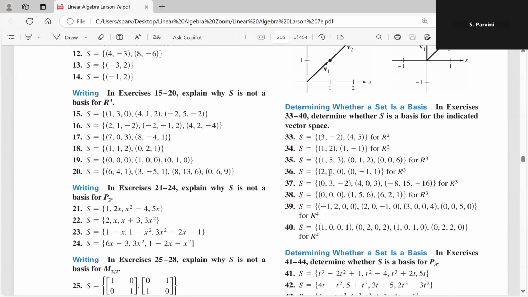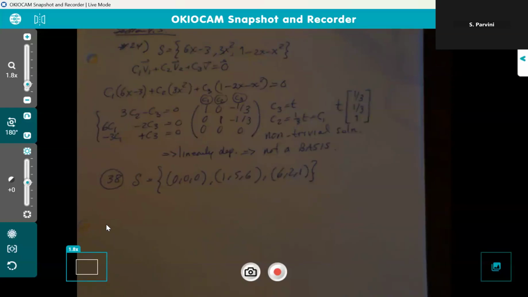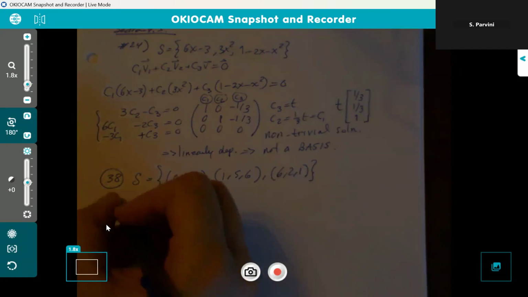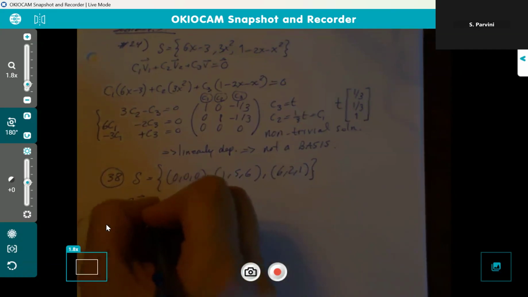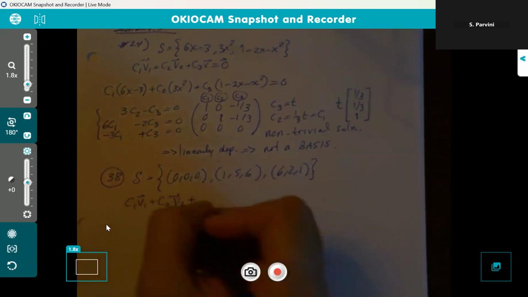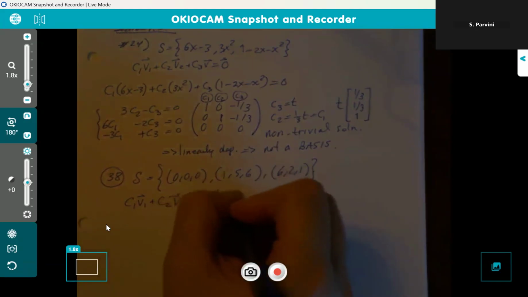Okay. Now, for number 38, for example, this one, we could work that one out. In number 38, the set S has 0, 0, 0, and then it has 1, 5, 6, and 6, 2, 1. So it does have the number of vectors that's required. Let's check this one out and see if this will work. I'm going to go with a linear combination of these, C1 V1. And remember, the reason we're not checking for a span is because of the theorem we had.